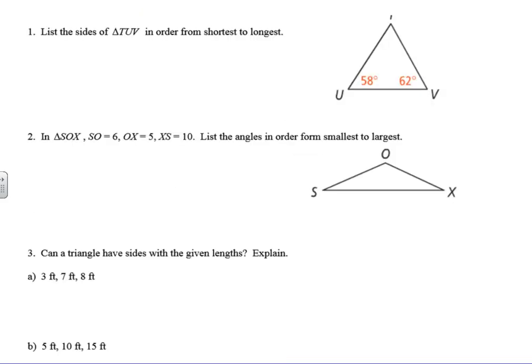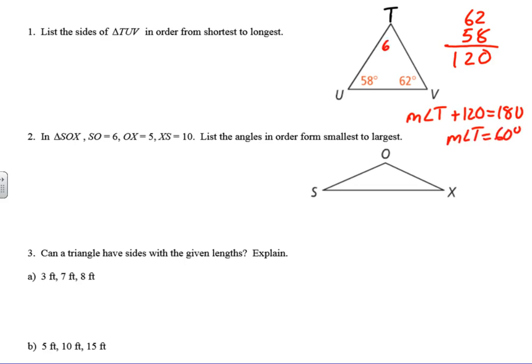So let's just do some questions that'll be the type of things you'll see with this. All right, so in this triangle, list the sides of triangle TUV from shortest to longest. So first of all, I would like to establish what the angles on the inside are. So we've got 62 and 58. If we add those two together, we get 120 degrees. So if the measure of angle T plus 120 equals 180, therefore the measure of angle T is going to be 60 degrees.